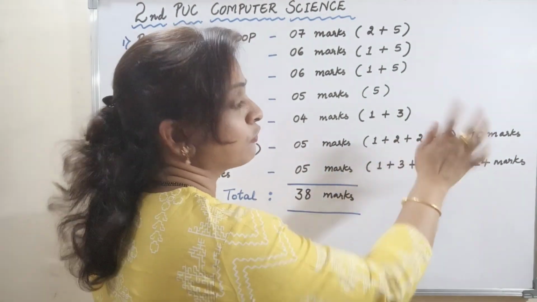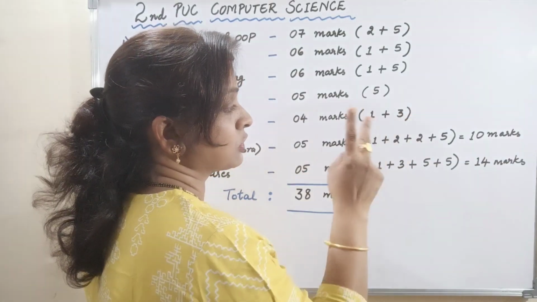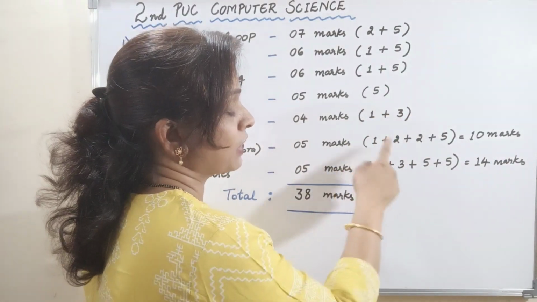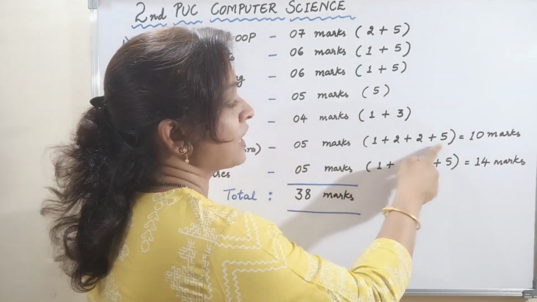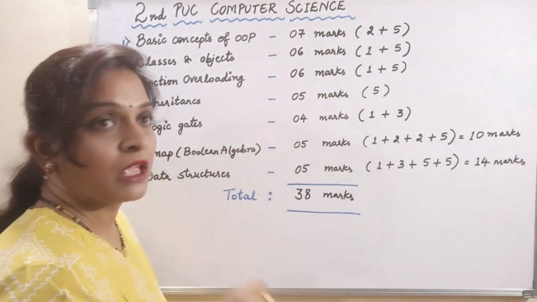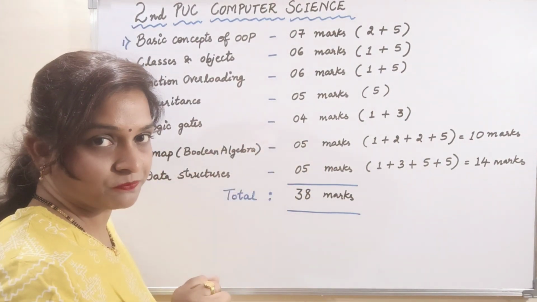Actually, this chapter is of 10 marks. You have one MCQ, 2 marks question, 2 marks question. So you will have 2 marks questions and 1 5 marks question. So it is 5, 6, 7, 8, 9, 10 marks. But if you only concentrate on K-map, it is 5 marks.